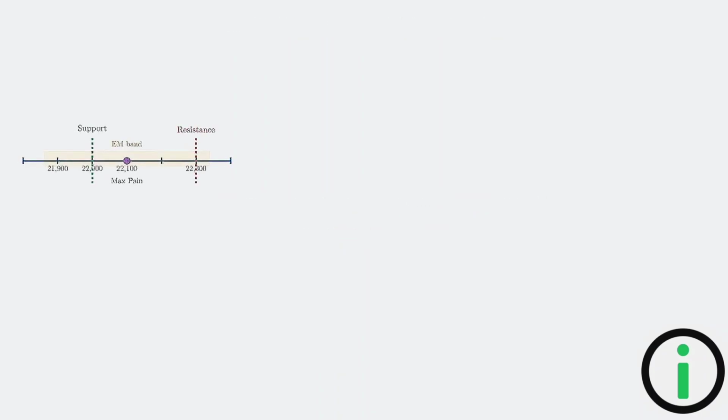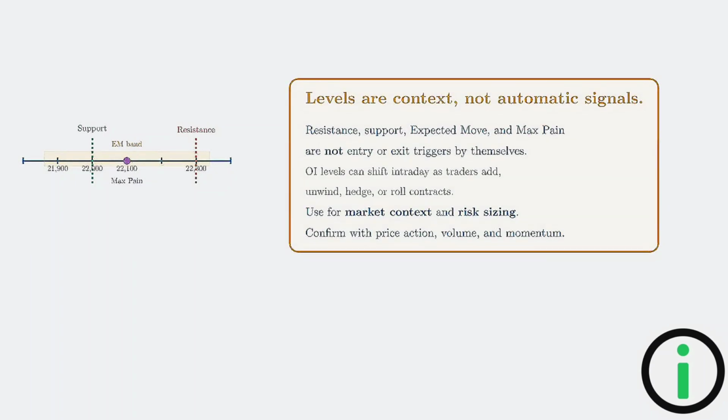Before using any options indicator, keep the limits clear. Resistance, support, expected move, and max pain are not entry or exit triggers by themselves. OI-based levels can shift intraday as traders add positions, unwind positions, hedge, or roll contracts. A level that looks strong in the morning may be different later. Use this framework for market context and risk sizing, and confirm decisions with your own price action rules, volume analysis, and trend or momentum evidence. This lesson is educational and is not financial advice.